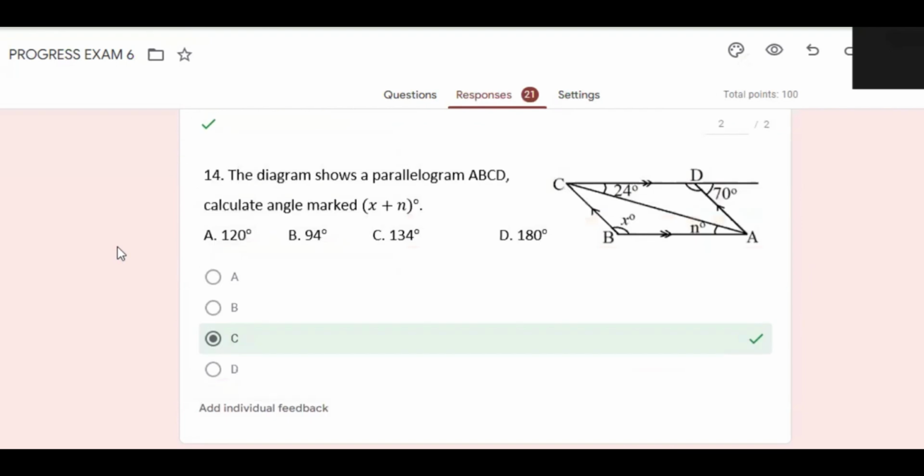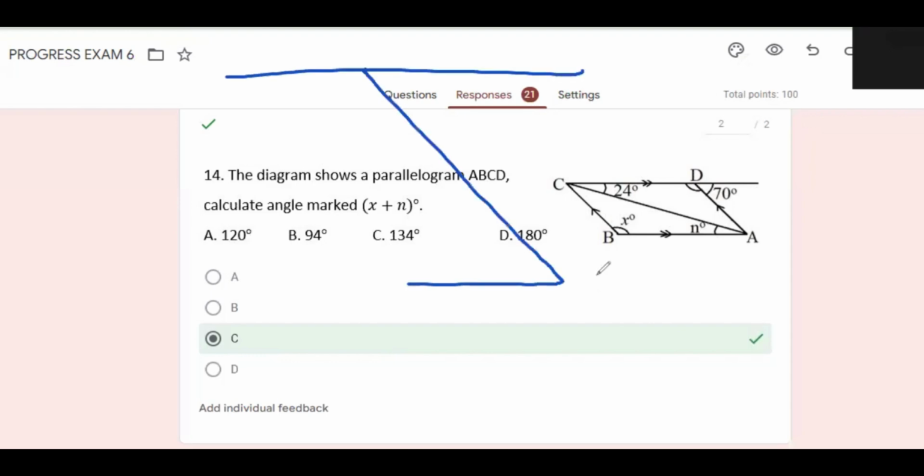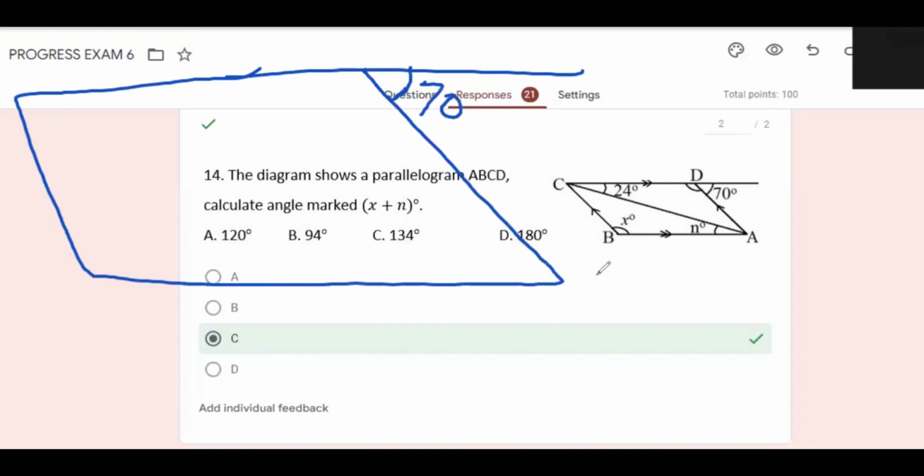Oh, that's good. Can you explain? We want to find x plus n. Can you explain what we do to get n? What do we do to get x? Oh, wait a second. Said the diagram. Calculate angle marked x plus n. See, wait, 70. And oh shoot, that's the wrong angle.